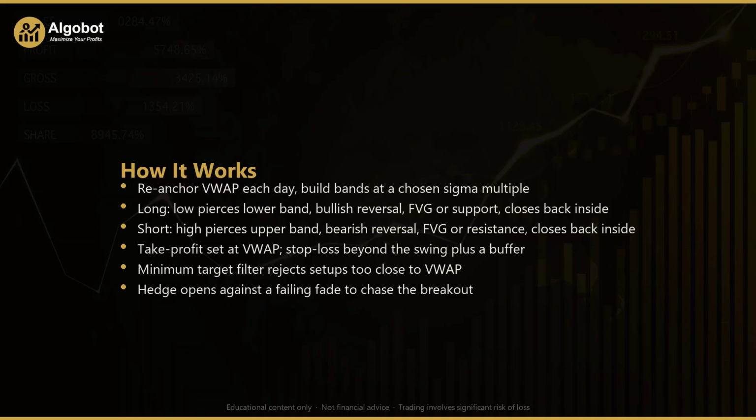Then there is the hedge. If a base trade is live and price keeps closing well beyond the entry band, by more than the hedge trigger distance, the strategy reads that as a trend day rather than a rotation. It opens an opposite position, sized by the hedge multiplier, that targets a continuation move, while the original fade is left to close at its stop. This is how the strategy attempts to recover when the mean reversion idea doesn't hold.